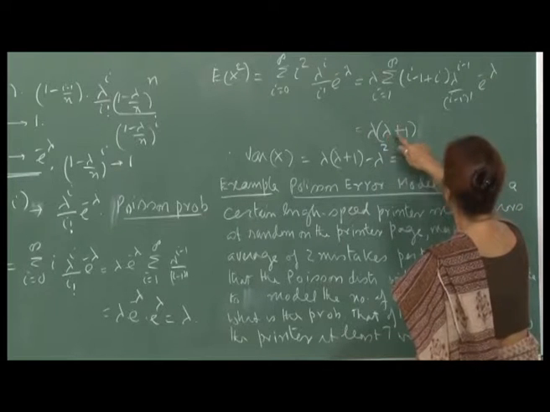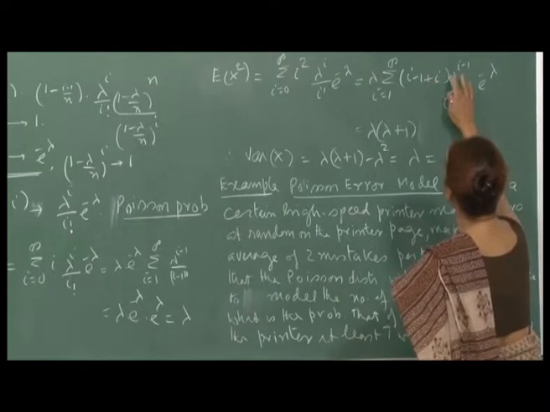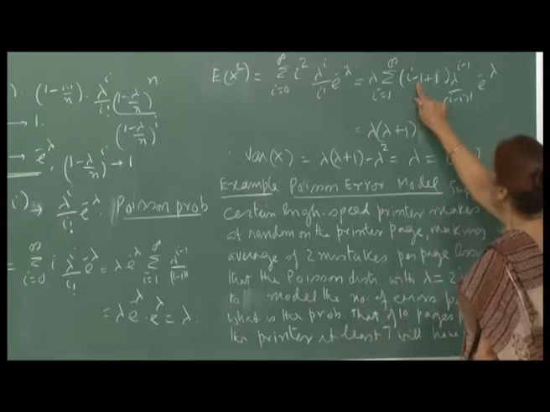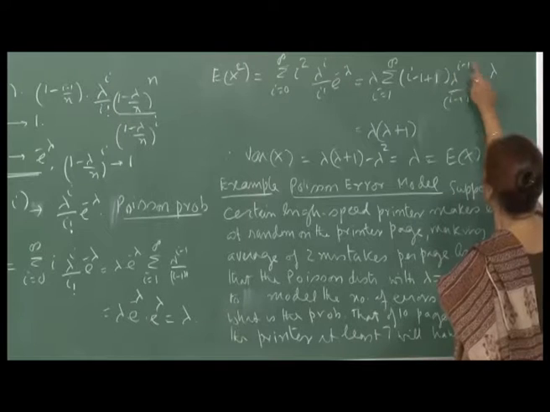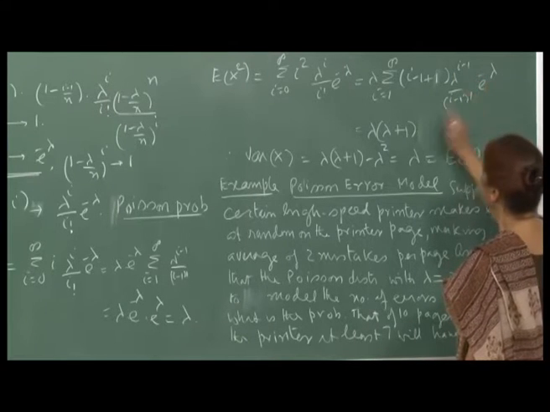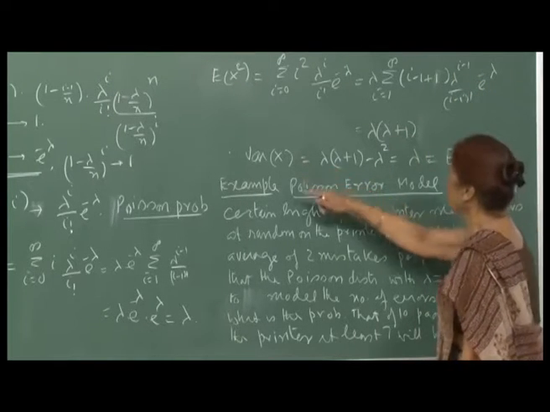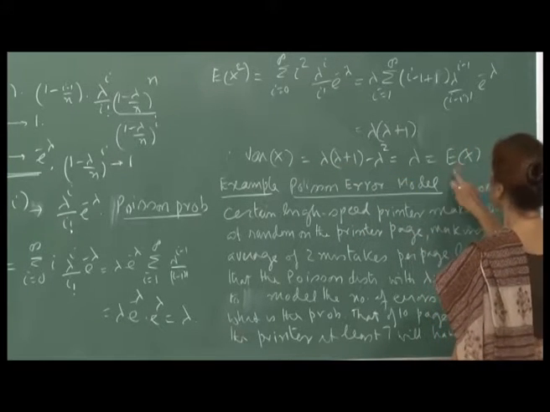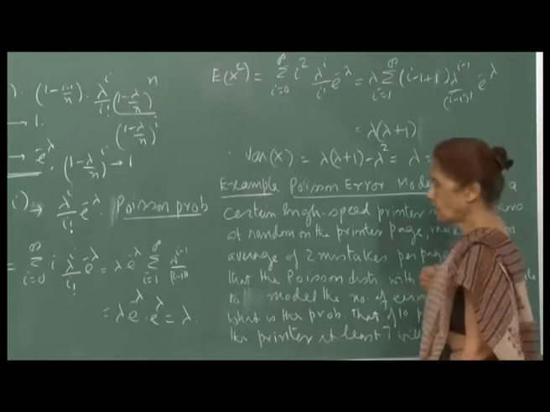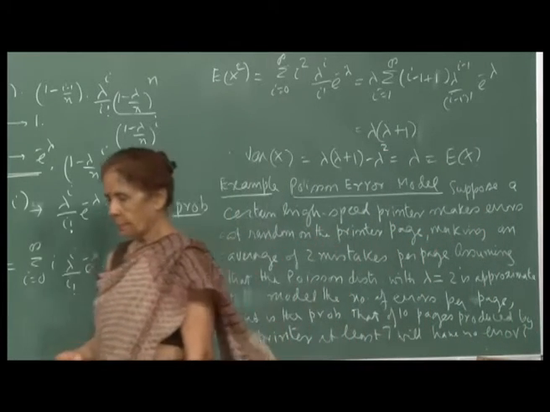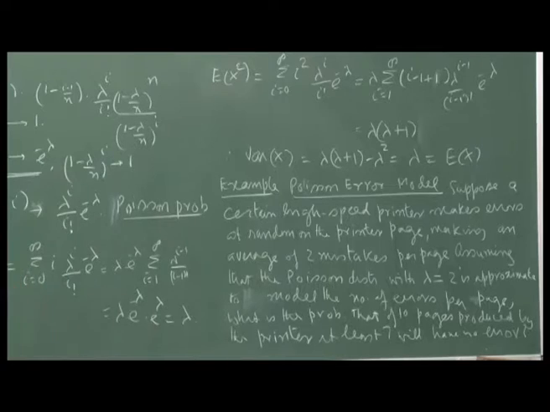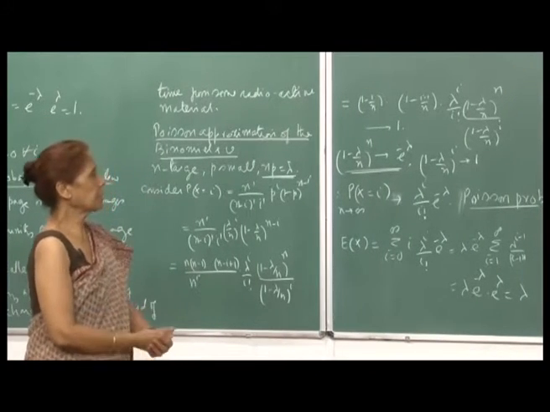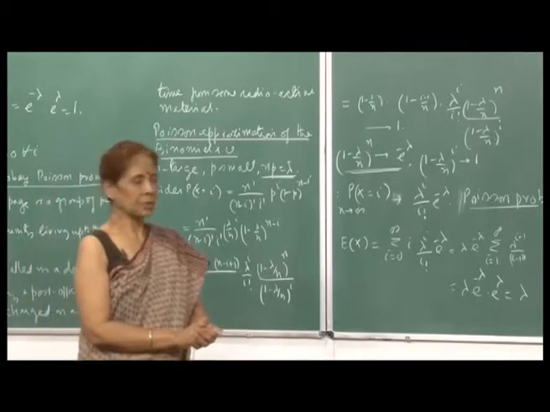So, this will be lambda plus 1, sorry, this should be plus 1. I minus 1 plus... and 1, because these are again Poisson probabilities, so they will add up to 1. So, this is what you have, and therefore the variance will be given as lambda into lambda plus 1 minus lambda square, which is lambda. So, this is a particular situation where your expectation and the variance are the same, and both are equal to the parameter of the Poisson distribution.